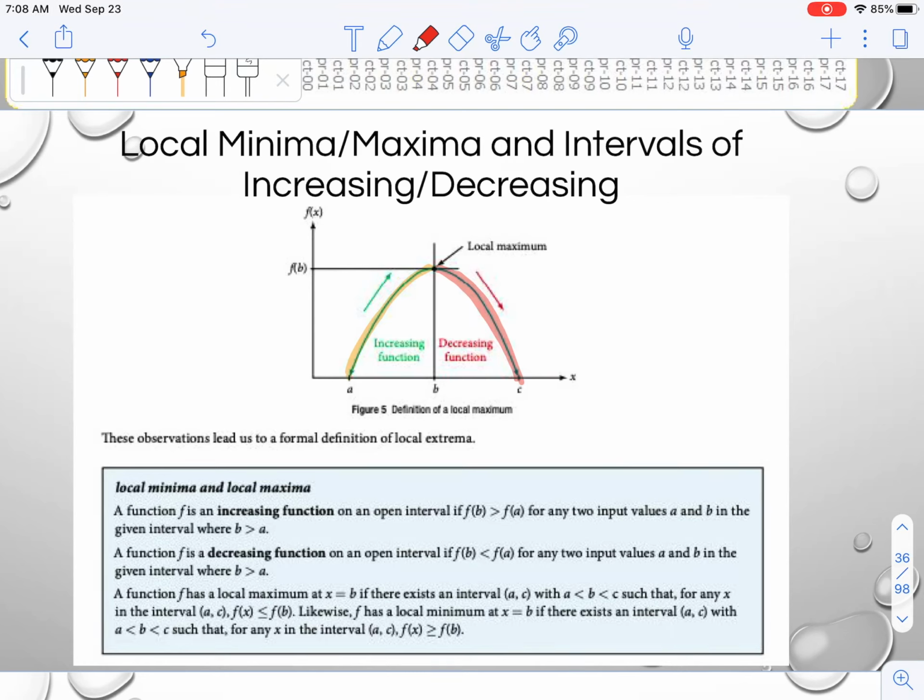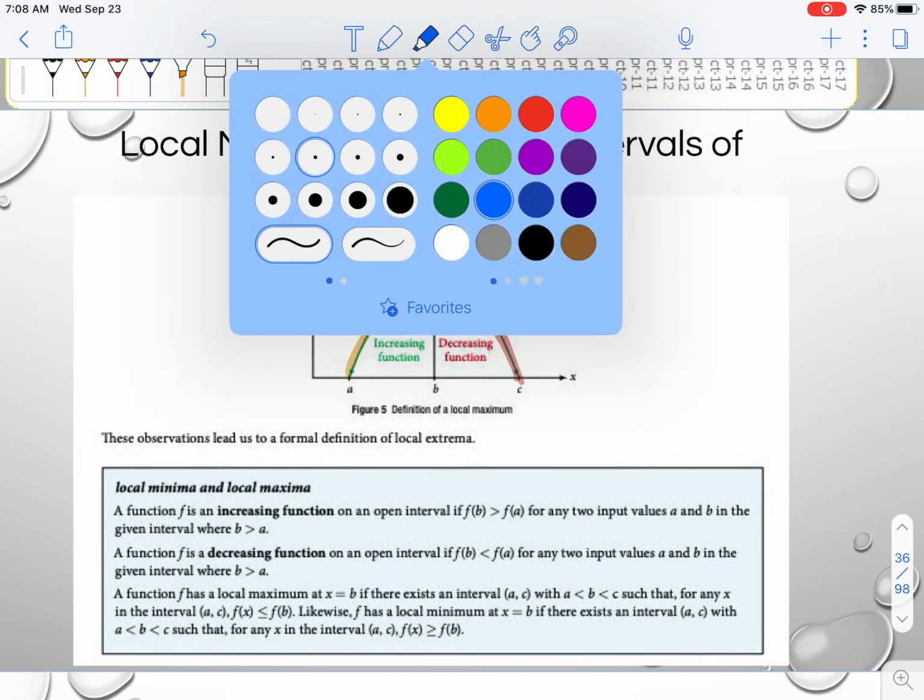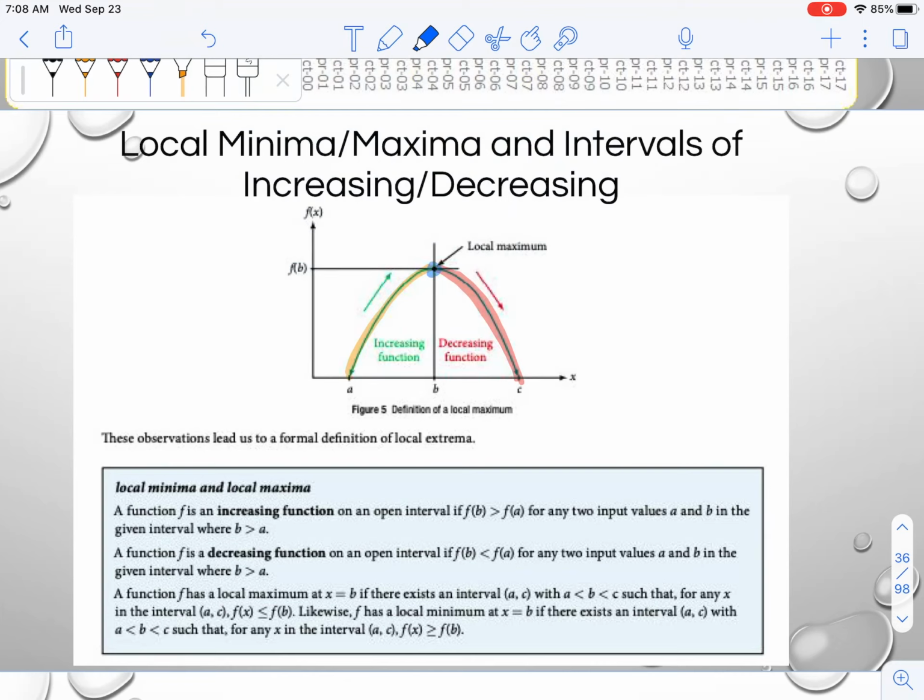We have a local maximum at a point here for the definition. We're going to say at the point b, when f of b is greater than all f of x for values from some interval that contains b. So in this case, in terms of the graph, from a through c, f of b is the highest point, right? F of b is the largest value. Thus, it is a local maximum because f of b is greater than all of the other values f of x on the entire interval from a to c. I hope that makes sense.